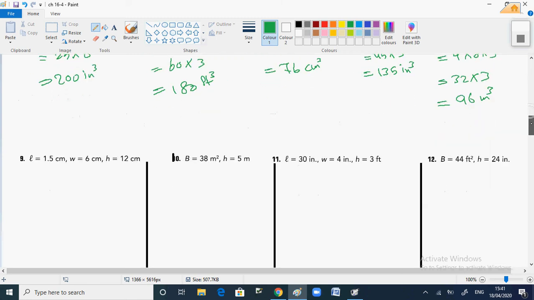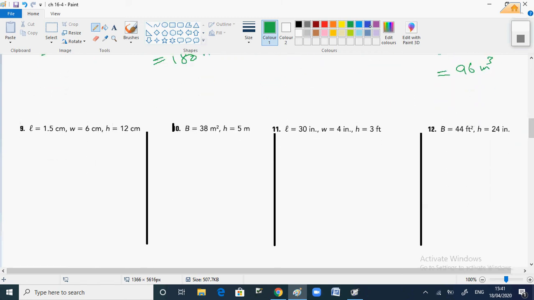Now let's go to other problems. Look here. I want to find the volume for questions 9, 10, 11, 12. I have here length, I have width, I have height. So volume is length by width by height. 1.5 times 6 times 12. What's the answer? Is 108 cubic centimeters. Here I have B and height.